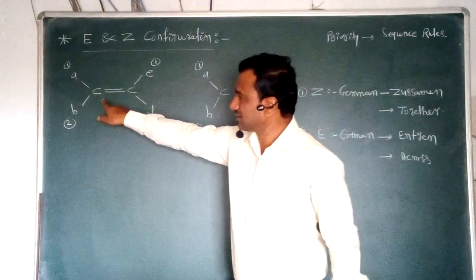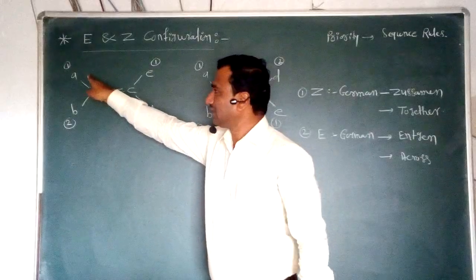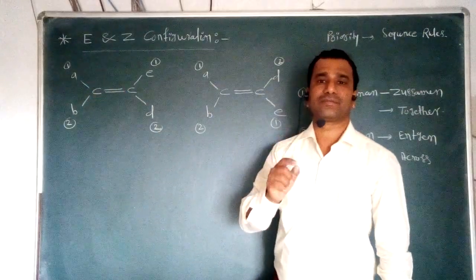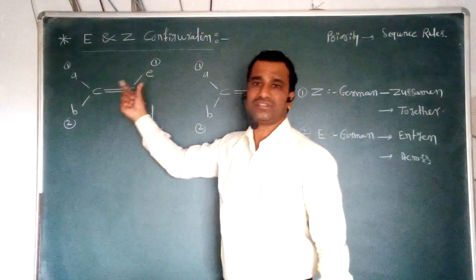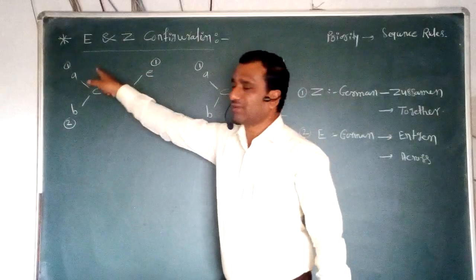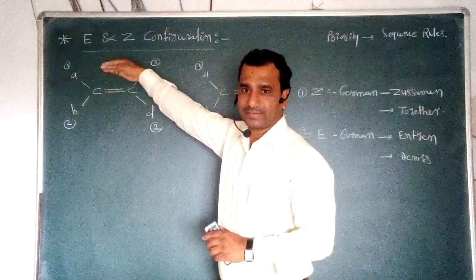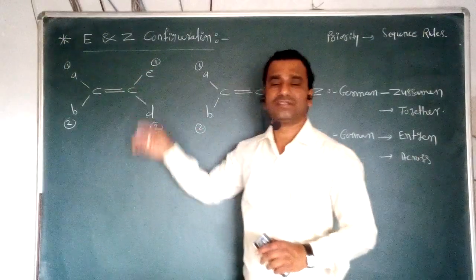Suppose I consider this first olefinic carbon on which the first priority group is present at this site. We have to look at the position of the first priority group attached to the second olefinic carbon. If we look at this molecule, the highest priority groups are present on the same side of the double bond. At the same time, the second priority groups are again present on the same side of the double bond.